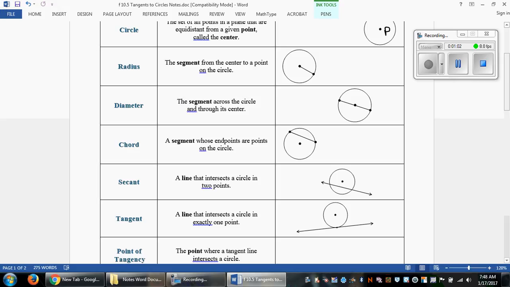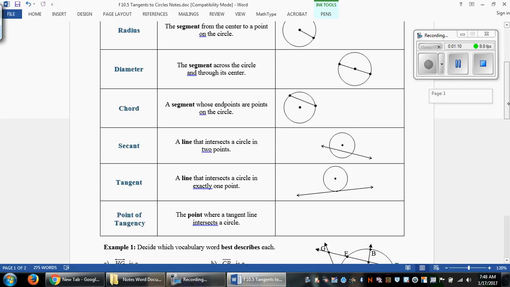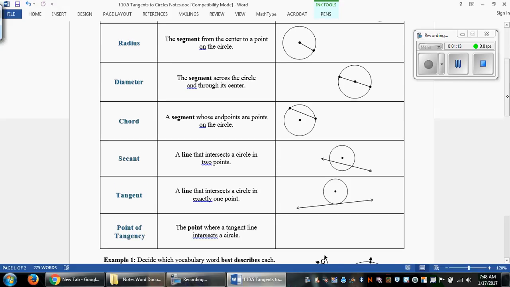And a tangent line intersects the circle at one point and one point only. That's what makes it tangent. Okay, so a point of tangency would be that point in which that occurs. So looking at this example here, that would be considered our point of tangency. That's where the tangent line touches the circle.